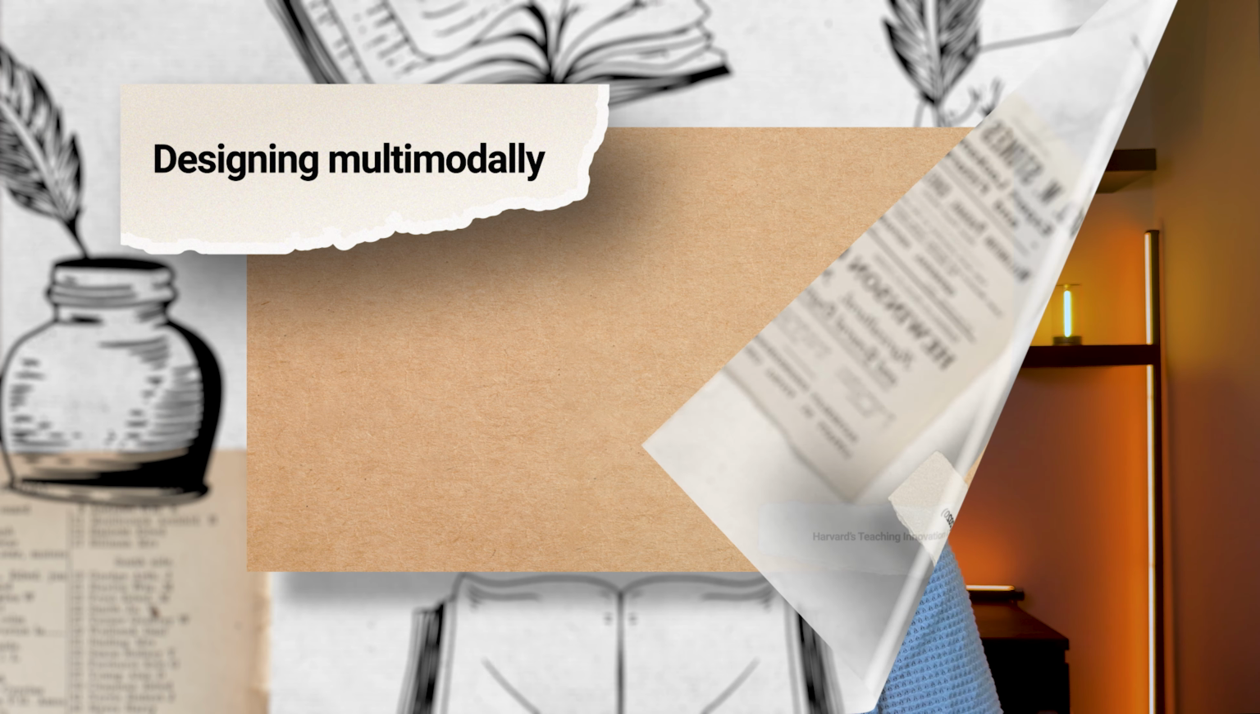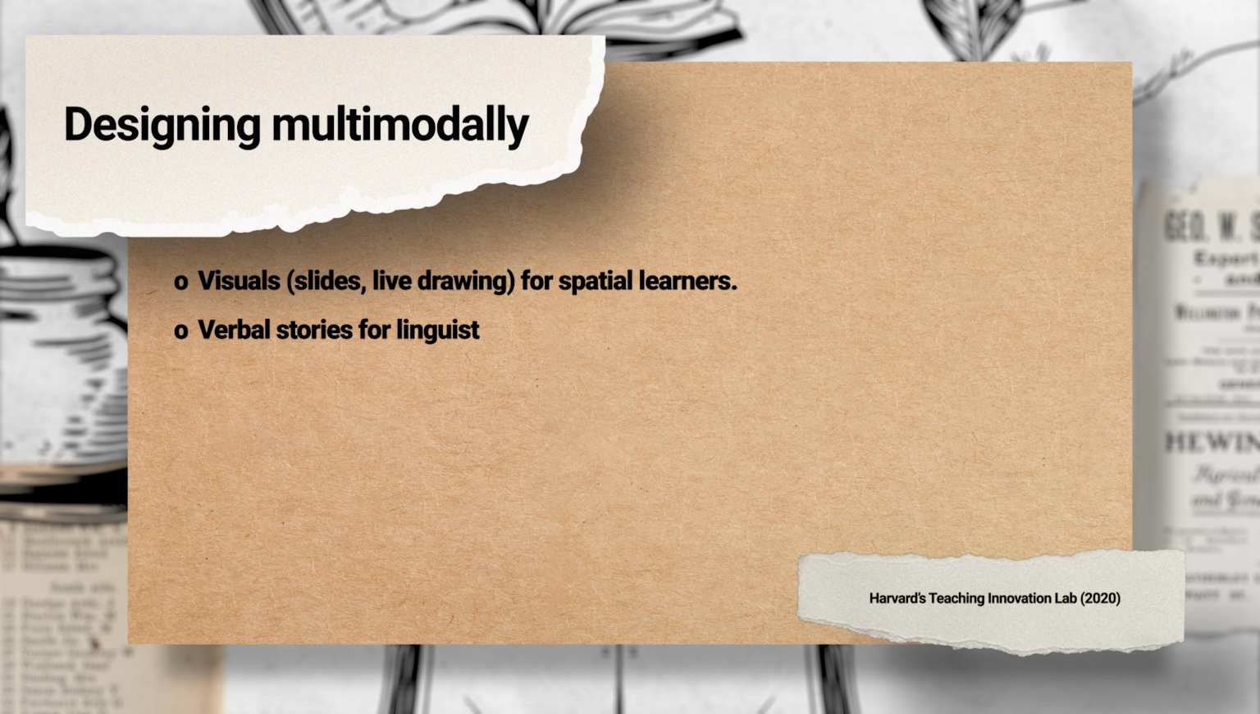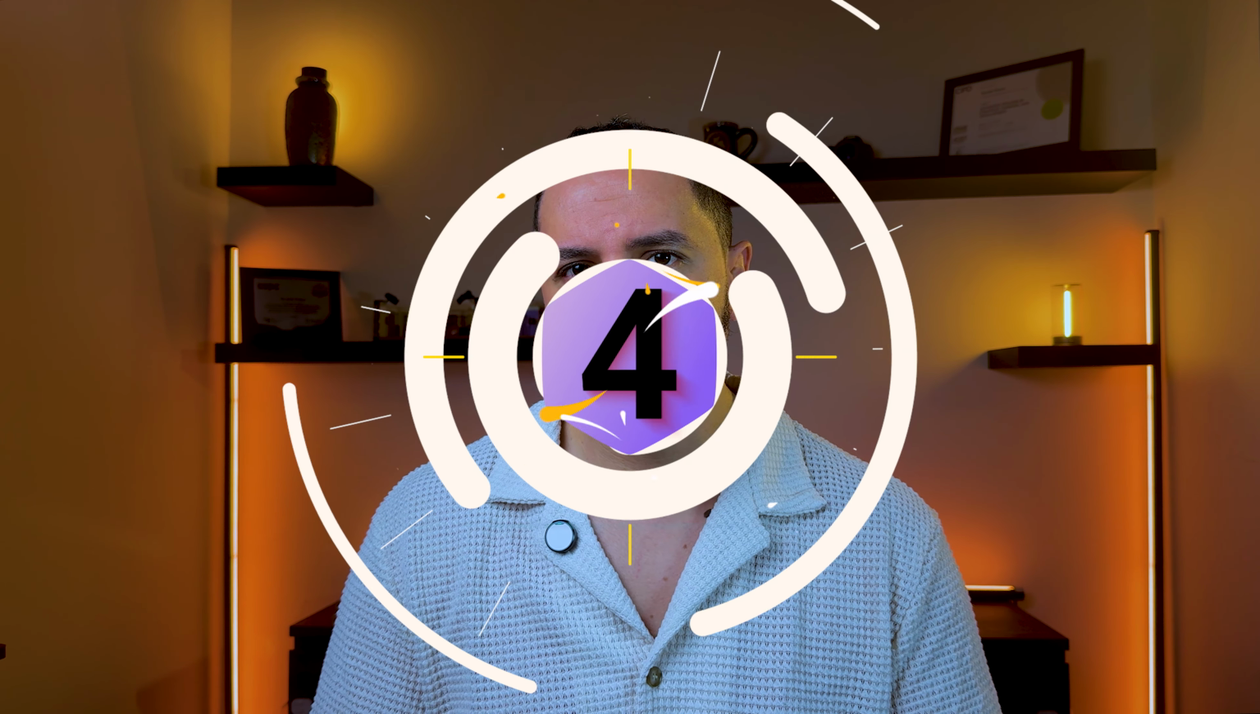Design multimodally. Visuals like slides and live drawing for spatial learners. Verbal stories for linguistic learners. Breakout discussions for interpersonal learners. Reflective journaling or chat for intrapersonal learners. Some examples here would be replacing the pair share with a breakout pair reflection, and replacing the actual whiteboard with a digital one.